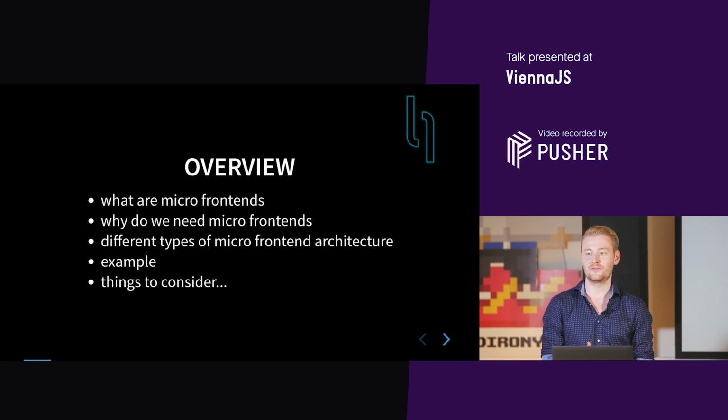So, just a quick overview on what I'm going to present today. At first, I will talk about what micro frontends are, then I will present a few advantages and why you should use micro frontends. I will explain a few different types of micro frontend architectures. We'll show an example using the Single-SPA framework. And at the end, I want to talk about a few things that should be considered if you want to work with micro frontends.